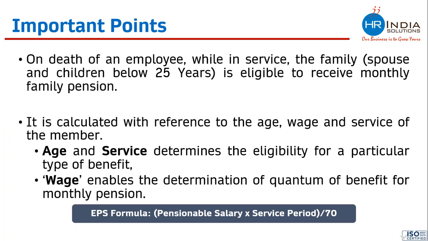And the formula of calculating pension is pensionable salary multiplied by service period divided by 70. Pensionable salary is the average salary of the last 12 months on which PF is contributed. I repeat, pensionable salary is the average of the last 12 months' salary on which PF is contributed. It is the average of PF wages of the last 12 months multiplied by service period, the number of years for which the person has worked, and divided by 70.